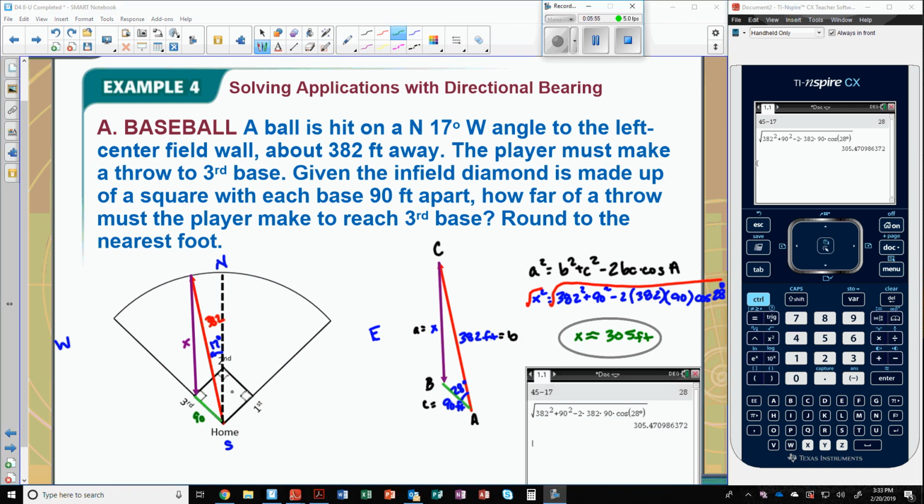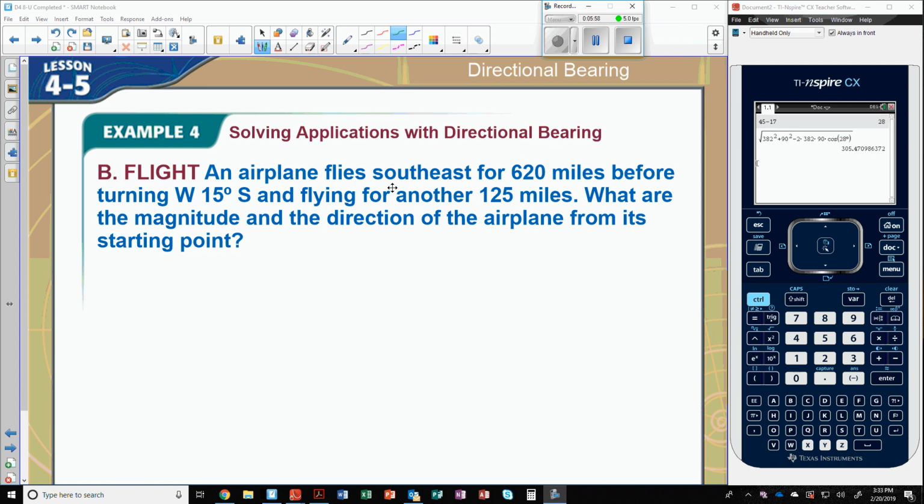Now let's try the second one. It says flight. An airplane flies southwest. So I'm going to start us off kind of at the origin here, and it's going to fly southeast for 620 miles, which would be this direction, because the east is to the right. So this would be north. Let me label my axis. East, south, and west. So anytime it says southeast, it means split in the middle for 620 miles. And it's going to turn west 15 south. So it's going to turn west 15 to the south. It's going to turn this direction.